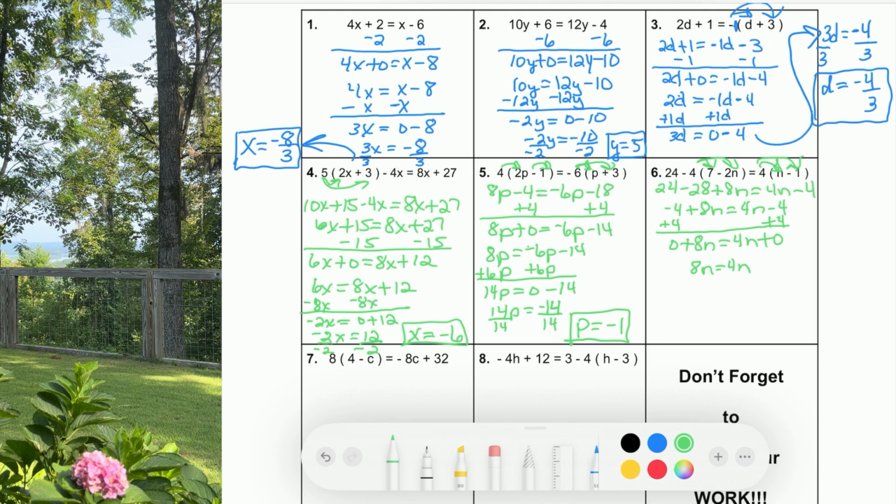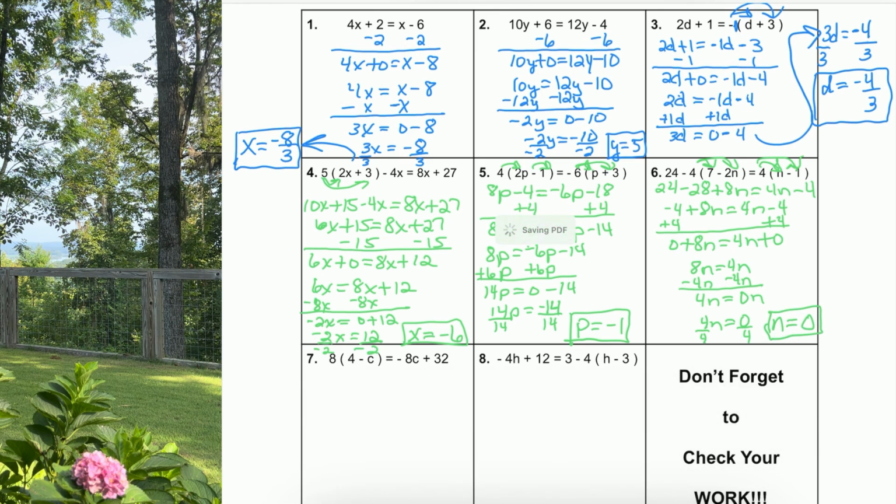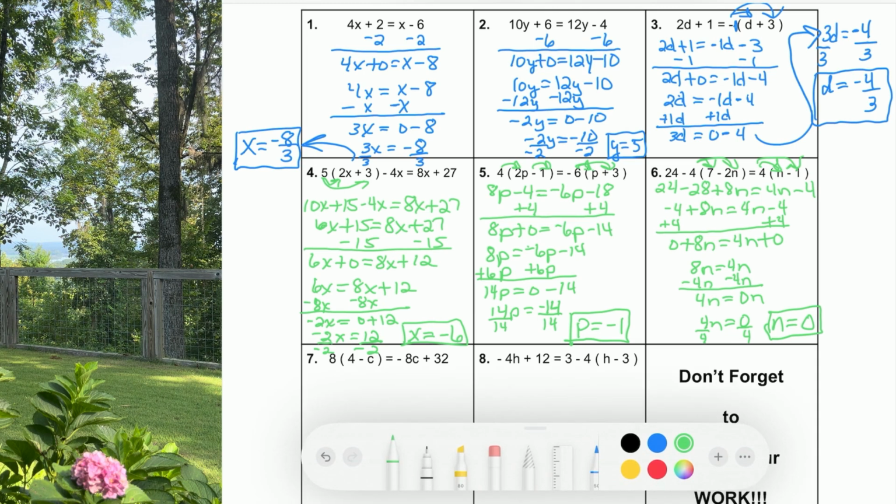I'm now going to subtract 4n from both sides. So I end up with 4n equals 0 n's, which is just 4n equals 0, because 0 times anything is 0. Now I need to divide both sides by 4, and I get n equals 0, because 0 divided by anything is just 0. And we can have 0 as an answer for a variable.